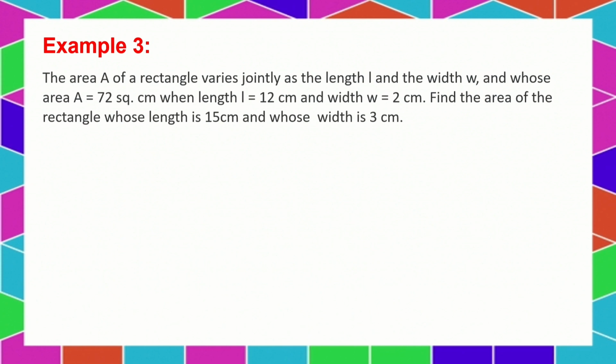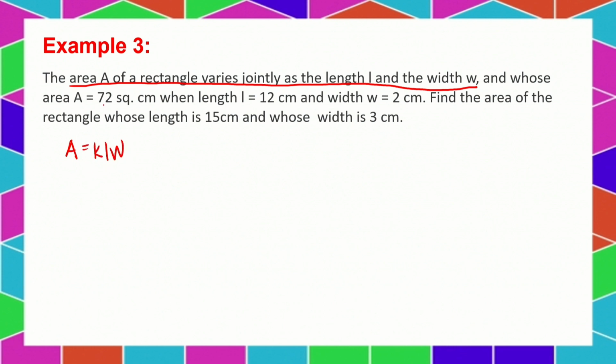For our last example, the area A of a rectangle varies jointly as the length L and width W, and whose area is 72 square centimeter when length is 12 centimeter and width is equal to 2 centimeter. Find the area of the rectangle whose length is 15 centimeter and whose width is 3 centimeter. So again, first we write the correct equation. That is the area A of a rectangle varies jointly as the length L and width W. If we translate this to a mathematical equation, that is A is equal to K L W.